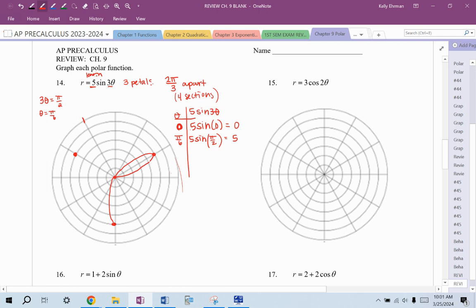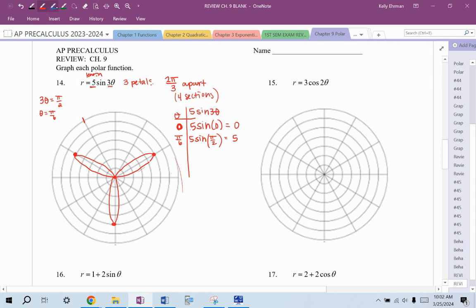I'm going to try to trace this in the order that it would get done. So here, the graph would have been generated like this. Start at 0, go out to 5, come back to 0, down, out to this petal, back to 0, and then it would generate up here and then back around. The order of generation is not super important for just graphing. But it is important for knowing whether the radius is getting farther from the origin or closer. If you take BC calculus next year, we'll need to know what interval, what section of the graph we're on for certain sections. All right, what about 2 theta?